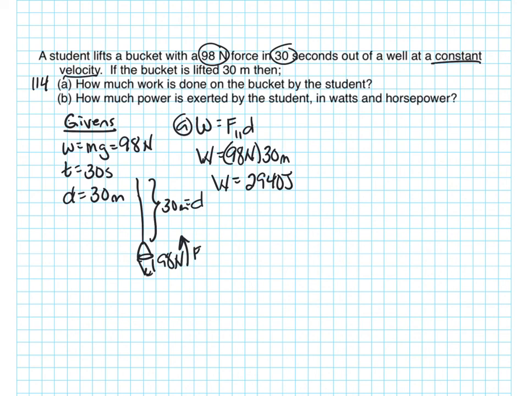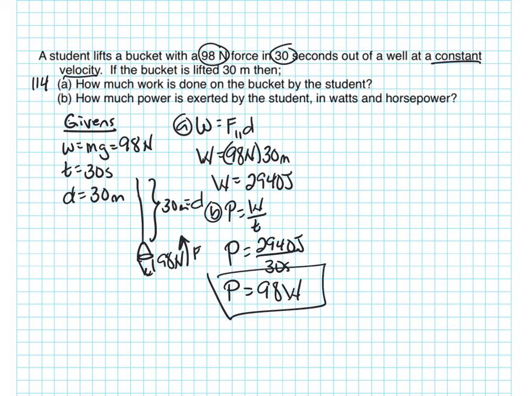How much power is exerted by the student in watts and horsepower? All right, so for part B, I know power is the change in energy over time, which is what we call the work. So that's work over time. The work I have, now I've got to find the time. If I look at this, that's just going to be the 30 seconds. So that'll be easy then. So the power is equal to the work, 2940 joules, divided by 30 seconds. So that means the power is going to be 98 watts.